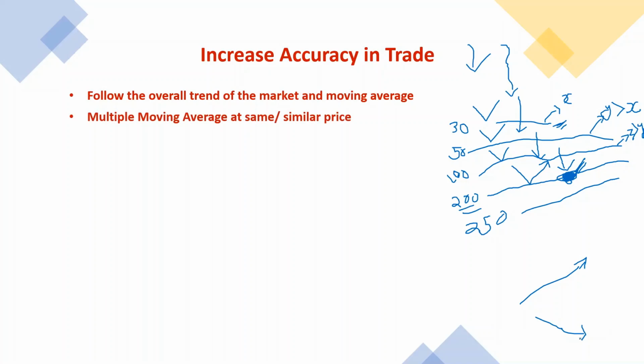The second one is, if the multiple moving averages are at similar prices or at the same prices. So here what was happening was, this 30, 50, 100, 200, 250.